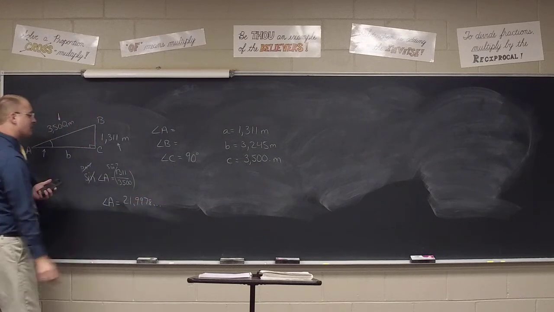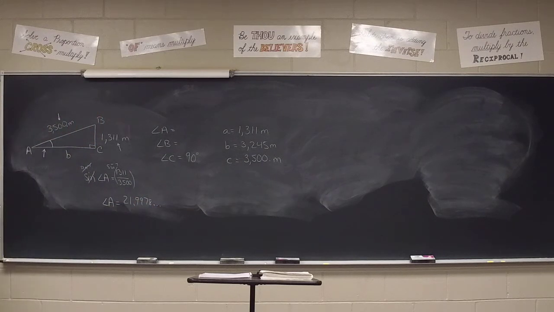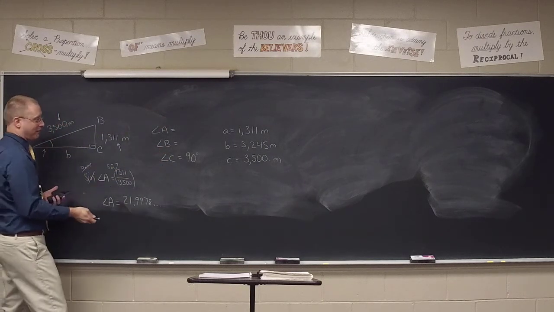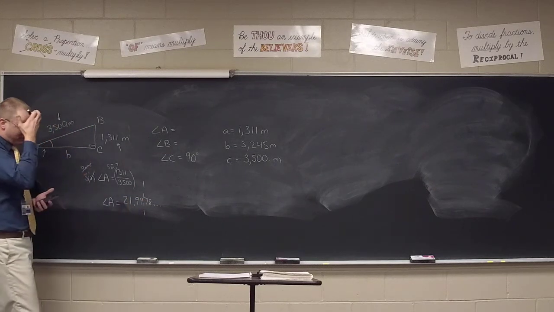21.9978, blah, blah, blah. How many sig figs? 4 still, because we didn't have any other sig figs to base this off of. If we had one of our angles given besides the defined 90, I'd round it that way, but I'm just going to cut it off at 4. But what does it round to?